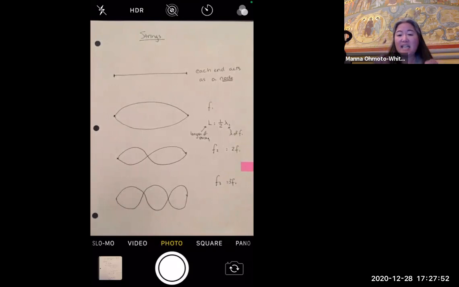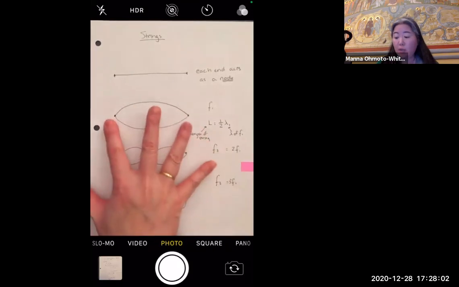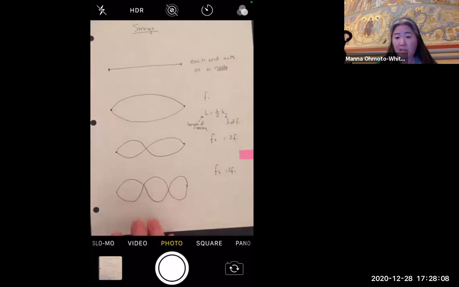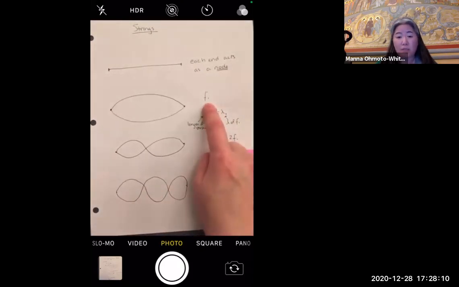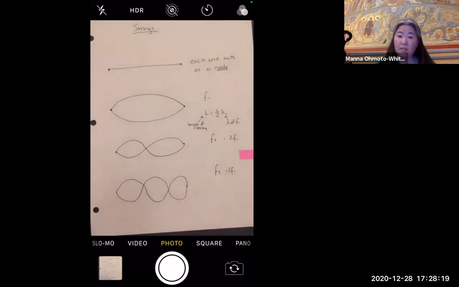So each end acts as a node. So it's a fixed end. When we talk about reflection, basically the longest wavelength that I can get where I have both ends being a node that doesn't move is going to be half of a wavelength. So that half of a wavelength is my fundamental frequency. The length of the string gives me half a wavelength, so one full wavelength would be twice the length of the string.